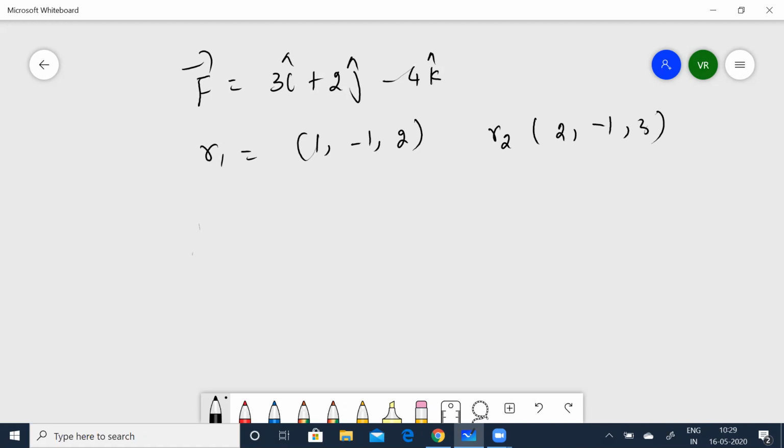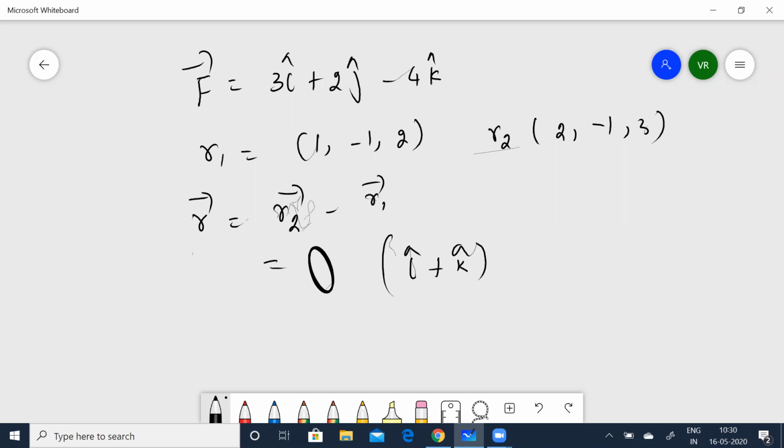So therefore, R vector is now going to be R2 vector minus R1 vector. So that is nothing but 2 minus 1 is now going to be i vector. Minus 1 and minus of minus 1 will become plus 1. So 1 plus 1 becomes 0. So j vector is 0. And 3 minus 2 is k. So R vector is equal to i plus k vector.